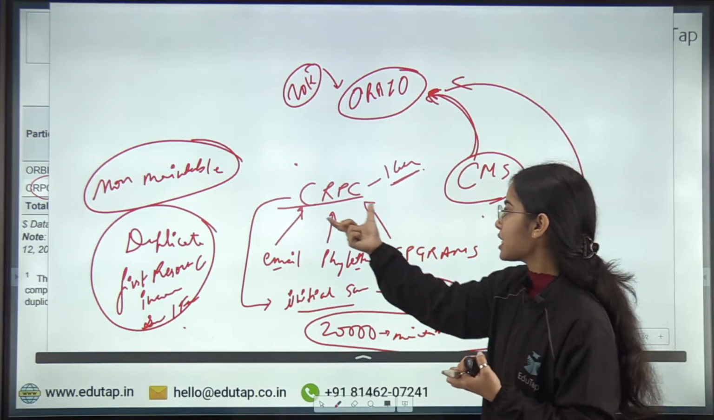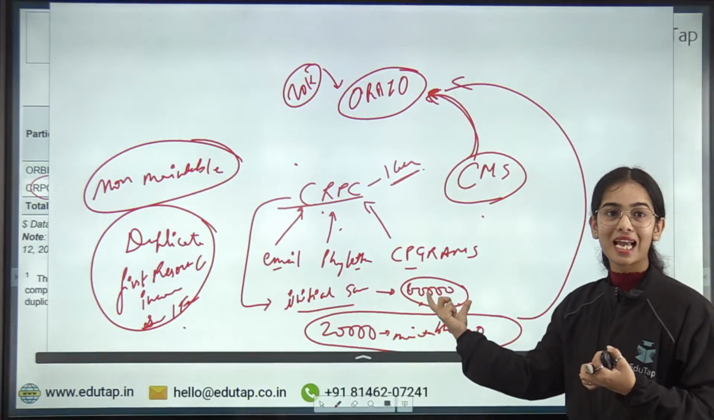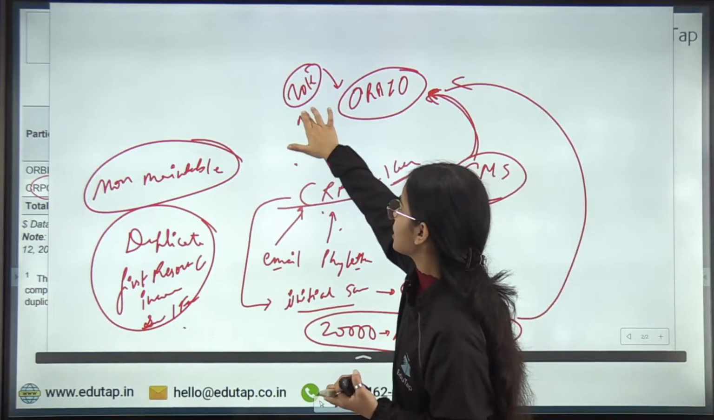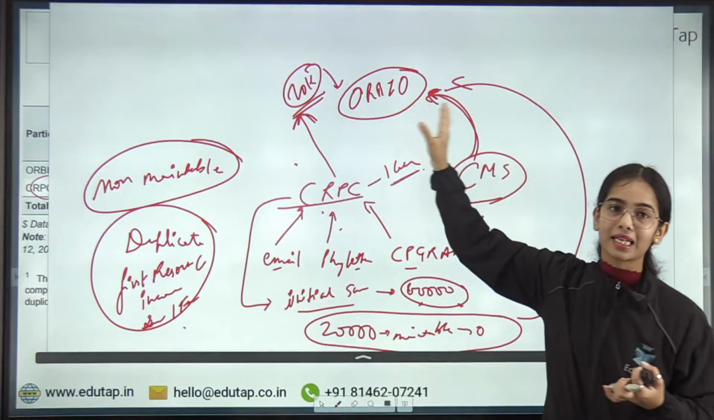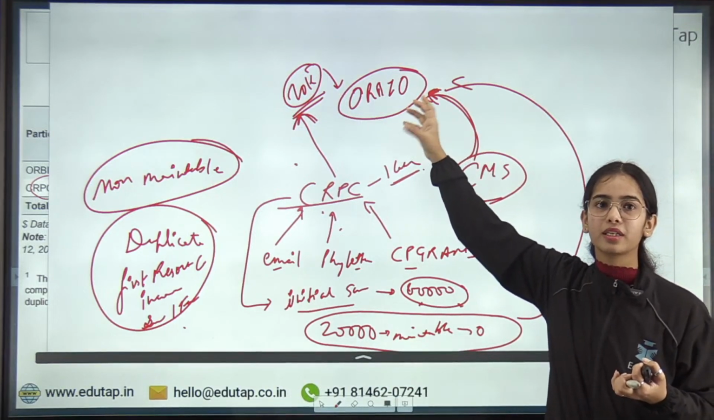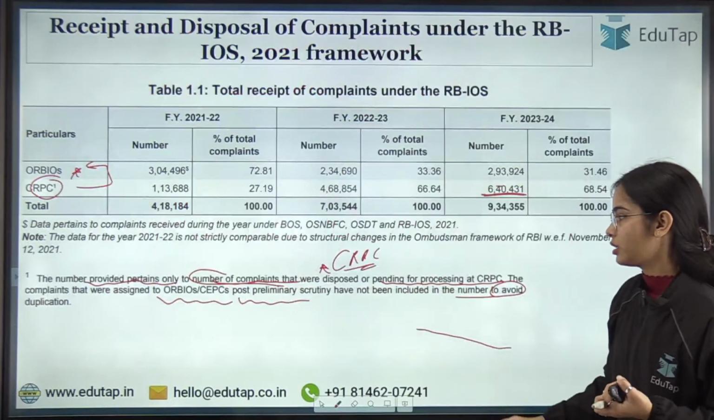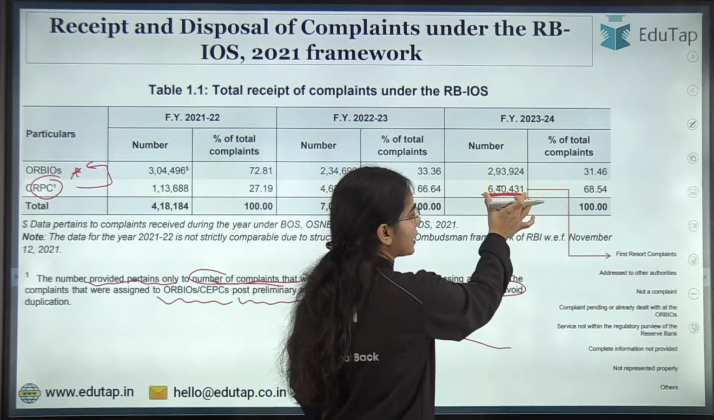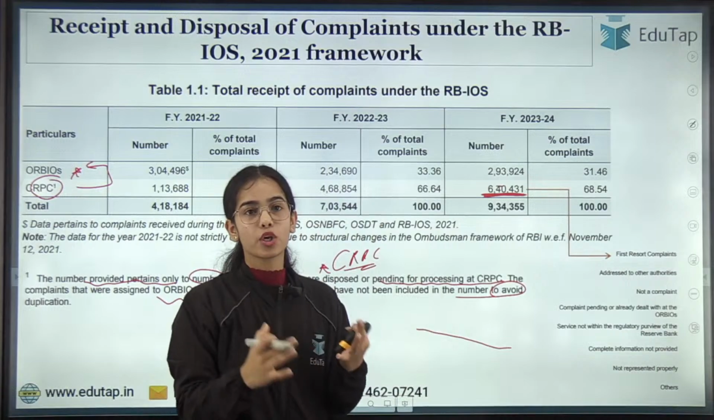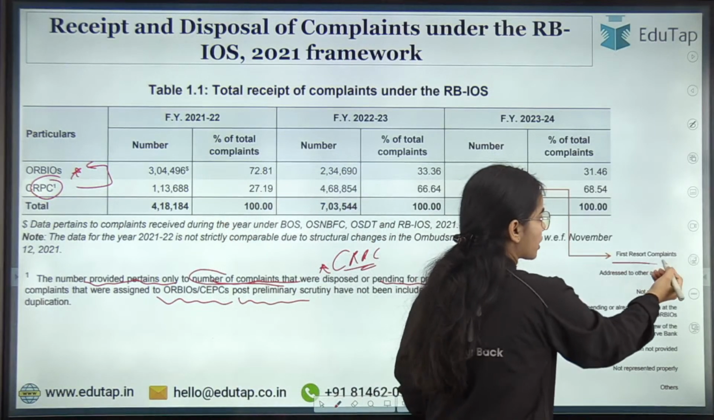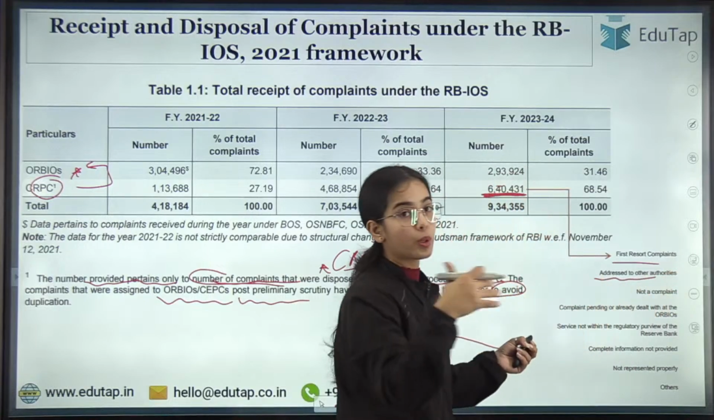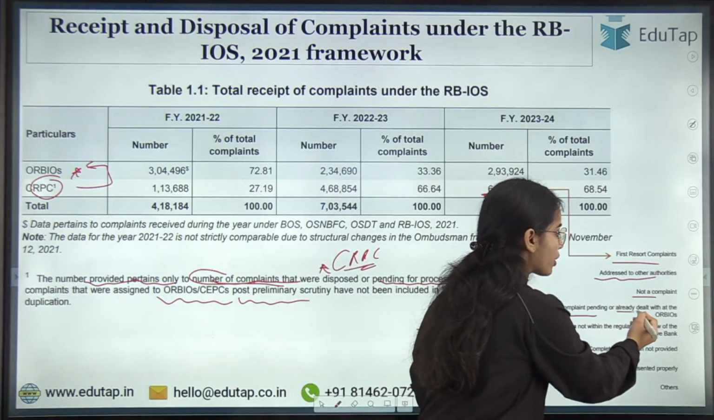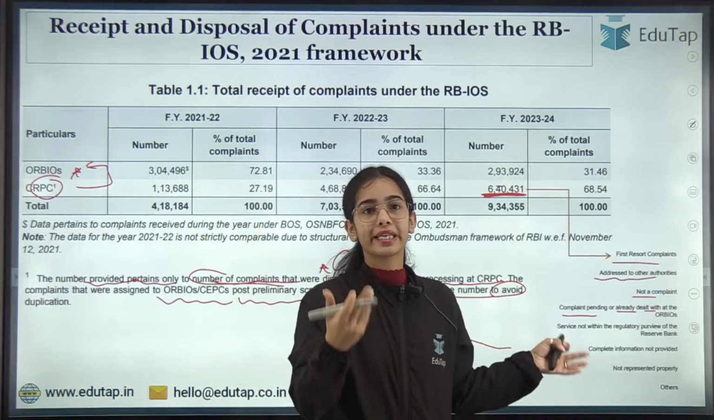So that's why in the CRPC we only include the number that is actually processed or under processing at the CRPC, and the complaints that are sent to the offices are calculated under the offices only. Any confusion here? So these are the complaints that are addressed by the CRPC or are under processing with the CRPC. That is, first resort complaints, or complaints addressed to other authorities, or not a complaint but just a suggestion or feedback, or a complaint pending or already dealt with at the offices. So this is a duplicated complaint.